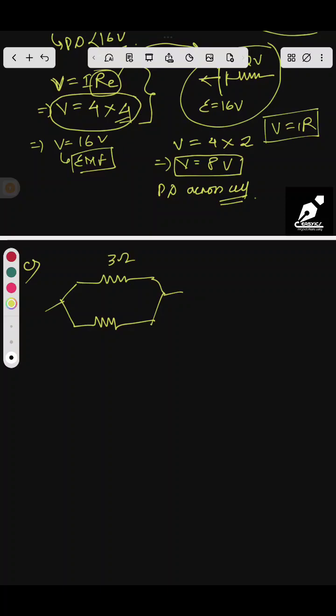This was the 3 ohm resistance and this was the 6 ohm resistance. The current we were getting was 4 ampere, and it was a 16 volt battery, internal resistance 2 ohm. Potential difference we got is 8. Okay, so we're asked to find the current in this 3 ohm resistance, right?